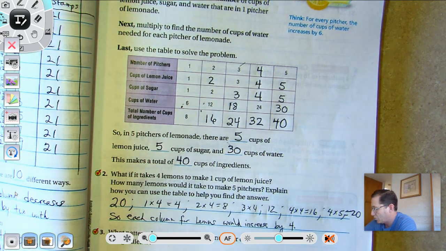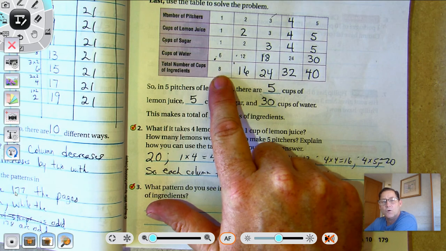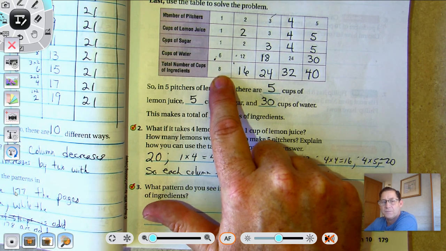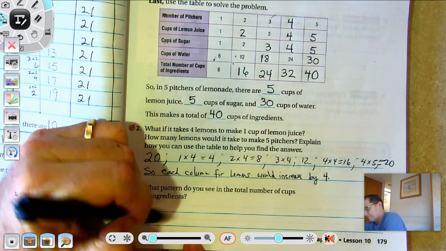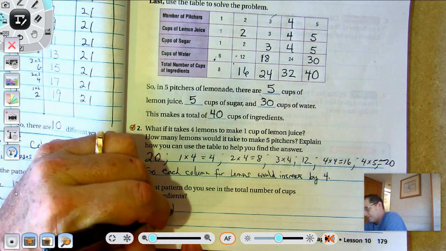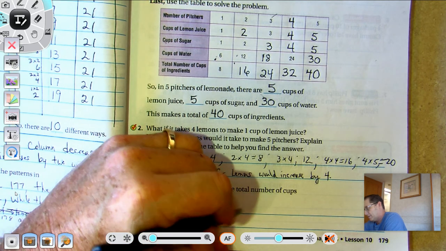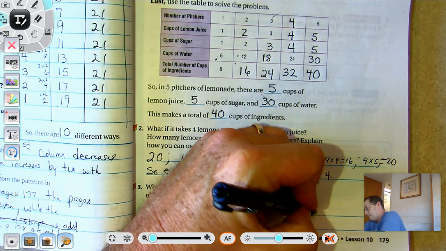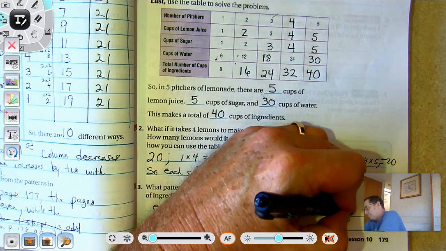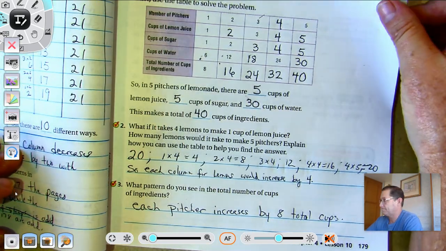What patterns do you see in the total number of cups of ingredients? Well, remember when we got to here, we said, okay, so if there was one pitcher with 8 total cups, it would have to increase by 8. Each pitcher increases by 8 total cups.